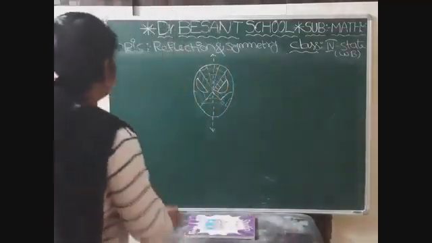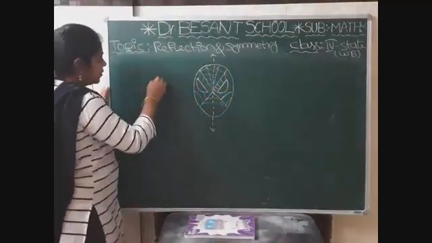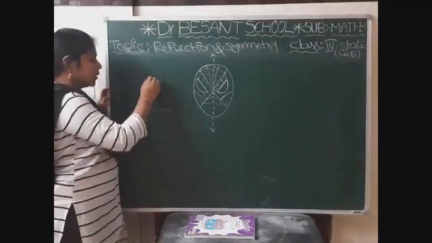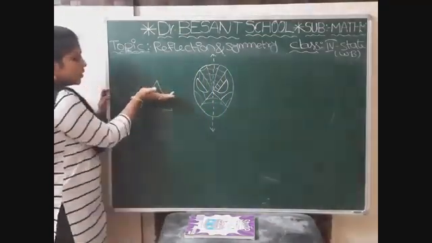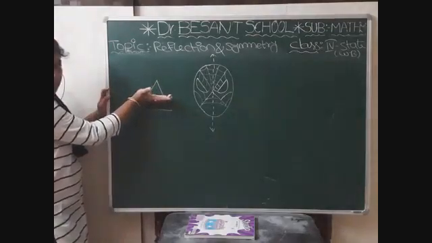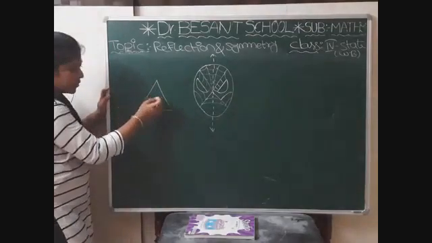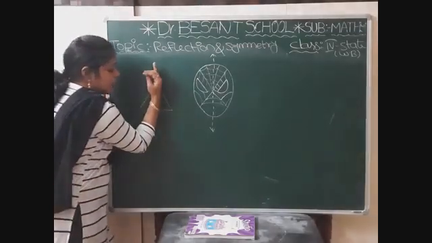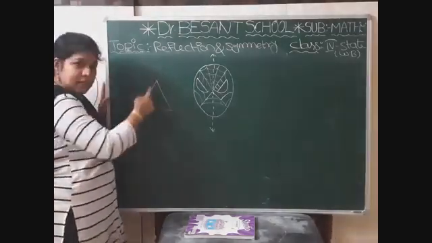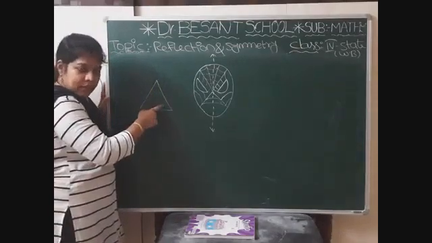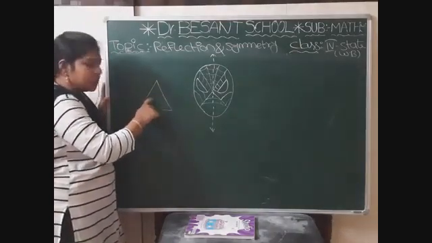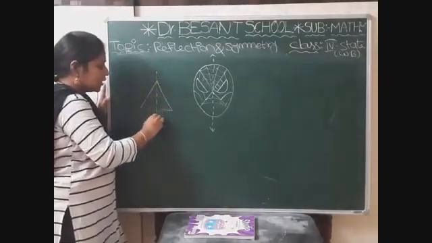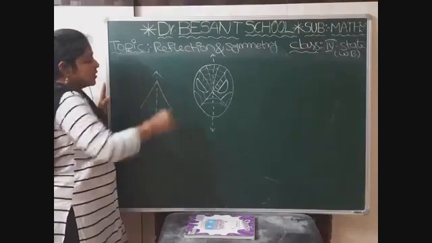For example, now I am taking the triangle shape. Now check the triangle. If we draw the horizontal line like this, are both the parts reflections of each other? No, that's why it does not contain the horizontal line of symmetry. Now check, if we draw the vertical line like this, are both the parts equal, reflections of each other? Yes, both the parts are reflections of each other. That's why it contains the vertical line of symmetry, so draw the vertical line like this.